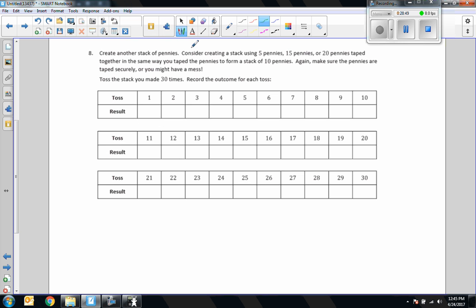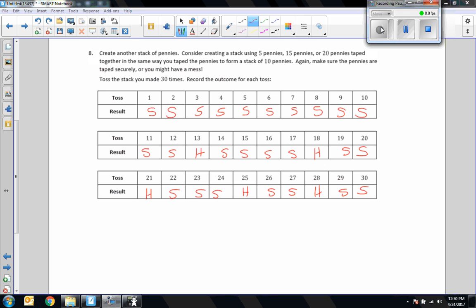Now number 8 says create another stack of pennies. Consider creating a stack using 5 or 15 or 20 and tape them together the same way you taped the pennies from stack 10. Okay, so now I'm going to do this again. I'll add more quarters to my roll and we'll see what happens. What I had done was add 9 more quarters to my roll, so I had 19 quarters, which was $4.75, I believe.